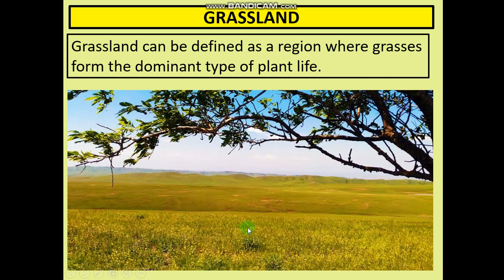So you can hardly see any trees or any other shrub plant in this region. So grasslands are such areas where you will find a lot of grass all over, as far as your eyes can go.